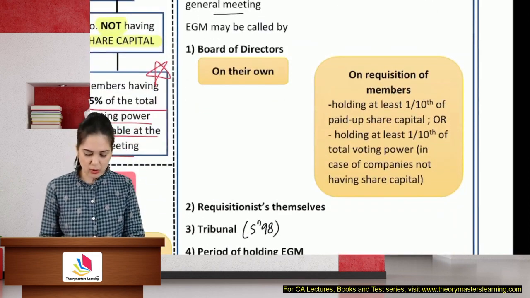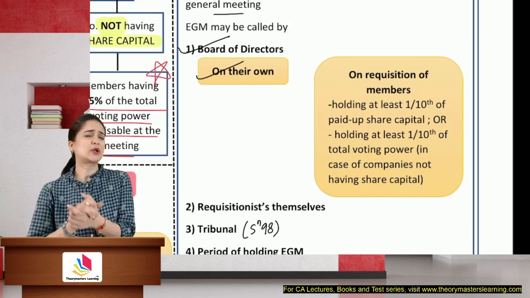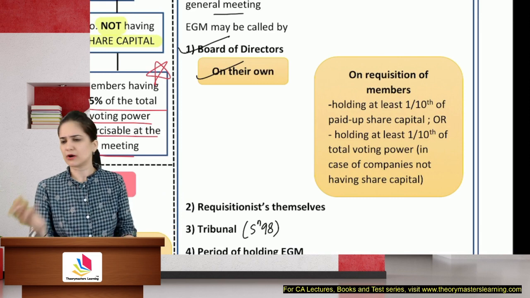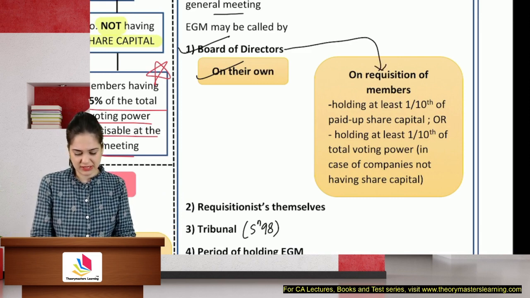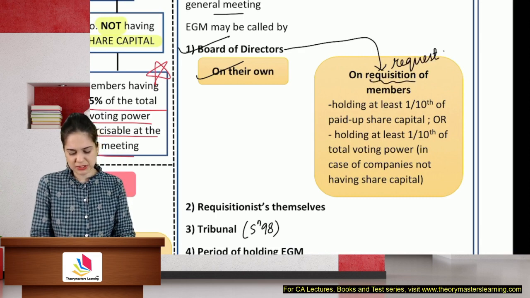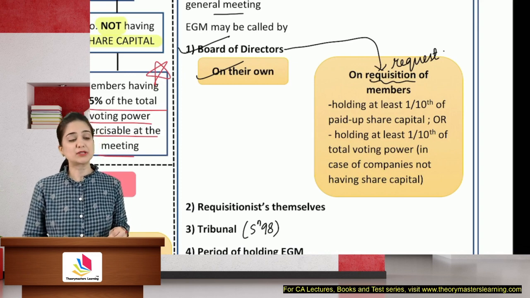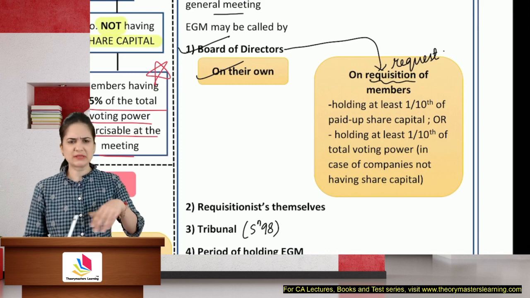Now, EGM may be called by the board of directors on their own. They want to take decision, you can call it anytime. Like you want to shift the registered office from one place to another, you need to pass a resolution, call a meeting anytime. It may also be called on the requisition. Requisition means request. It can be called on the requisition, that is request of members. Members want to remove the managing director. Members want to take some decision. Board is not calling the meeting on its own, so the members can send a request.